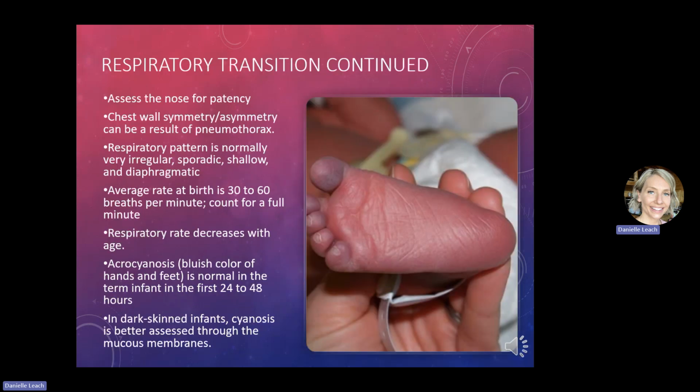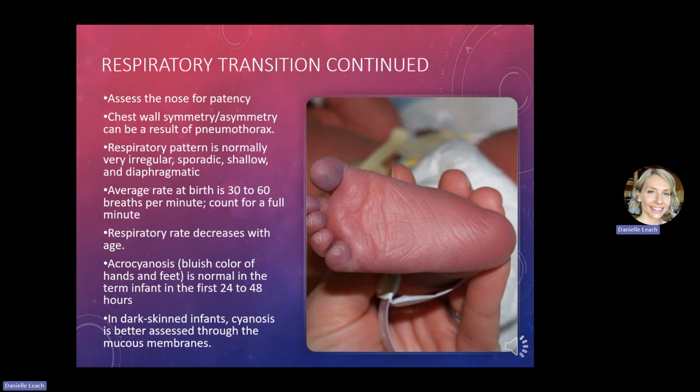So some other things that a nurse should be aware of during respiratory transition of an infant. We already talked about assessing the nose or the airway for patency. They could be clogged with snot or amniotic fluid or even meconium, so we could need to suction that. We also want to do a respiratory assessment. So we are going to look at the chest. Is the chest wall rising symmetrically? If it wasn't, it could be a sign of pneumothorax. The respiratory pattern in infants is very irregular.